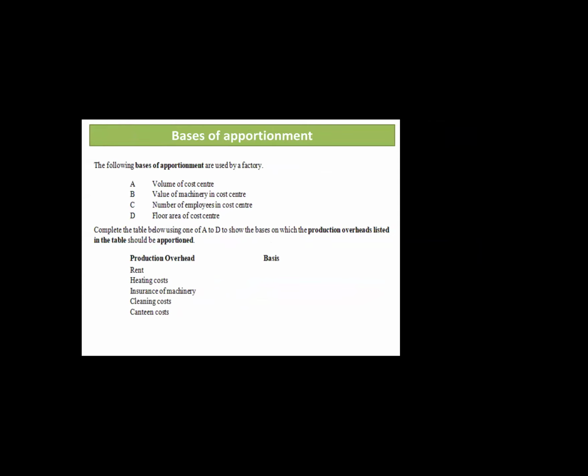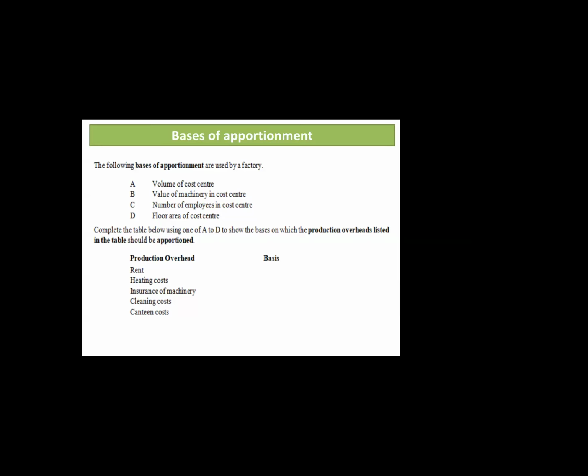So here is an interactive question you have to answer. Some bases of apportionment of expenditure are given: volume of cost center, value of machinery in cost center, number of employees in cost center, floor area of cost center. You have to match A to D with the following questions.